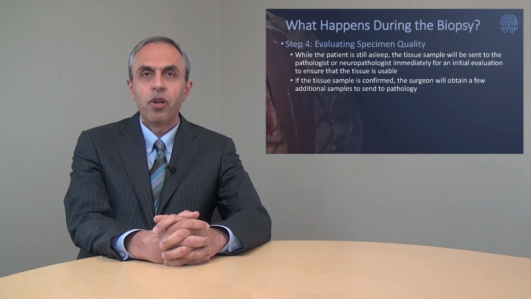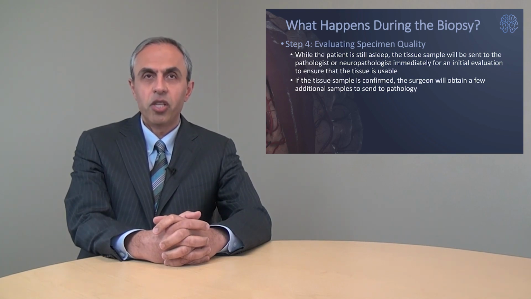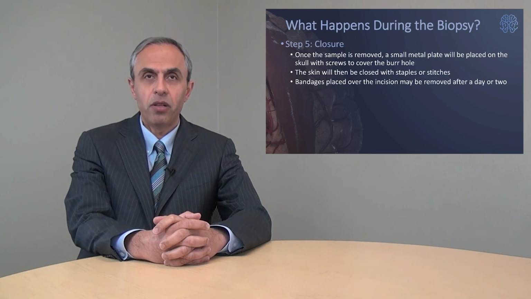Next, or step 4, the specimen quality is checked in the operating room. While the patient is asleep, the tissue sample will be sent to the pathologist or neuropathologist immediately for an initial evaluation to ensure that the tissue is usable and diagnostic. If the tissue sample is confirmed, the surgeon will obtain a few additional samples to send to the pathologist.